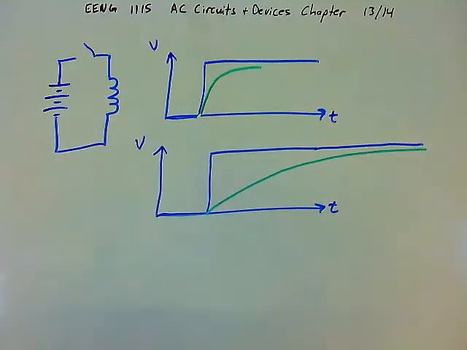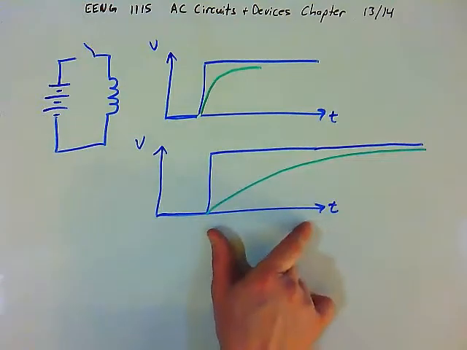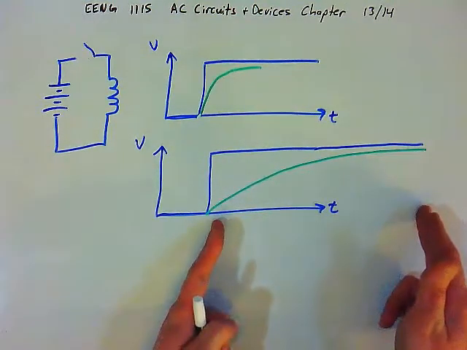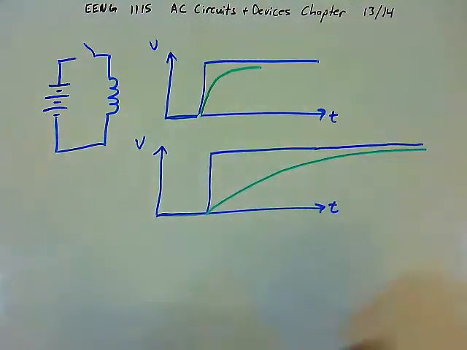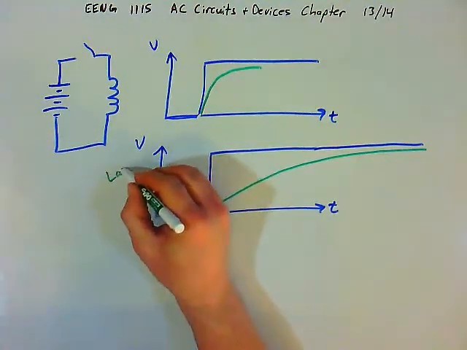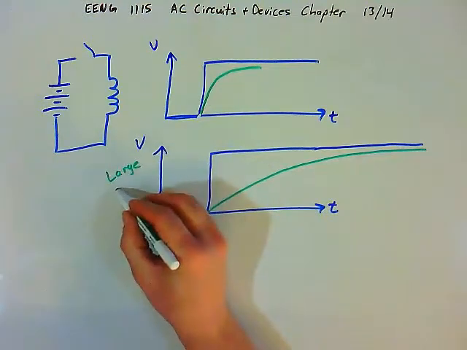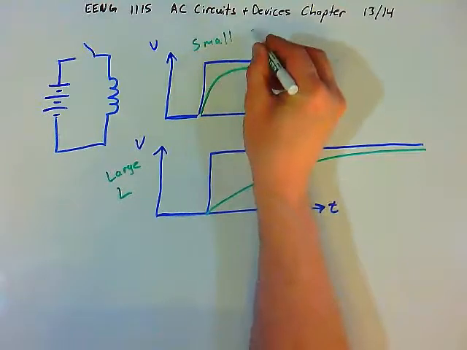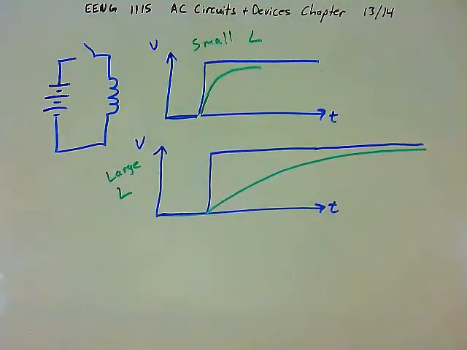If the inductance is large, and again the inductance is resisting the change in current, it's going to take a very long amount of time for the current to rise to its maximum value, right? So this would be the example of a large inductance. I'll just write large L. This would be an example of a small inductance, small L. So the inductance is directly responsible for the amount of time it takes for the current to rise and also to fall if we were to reopen the switch after it had been closed.